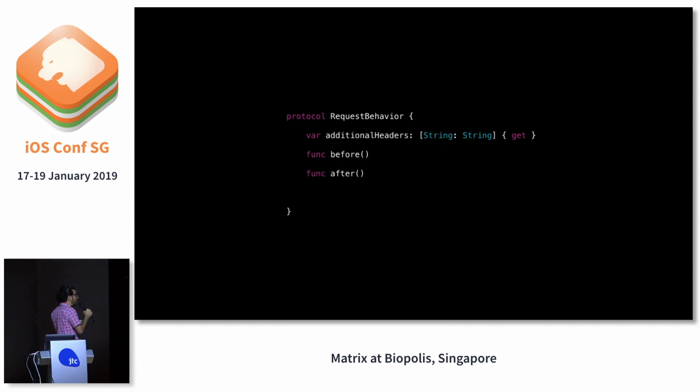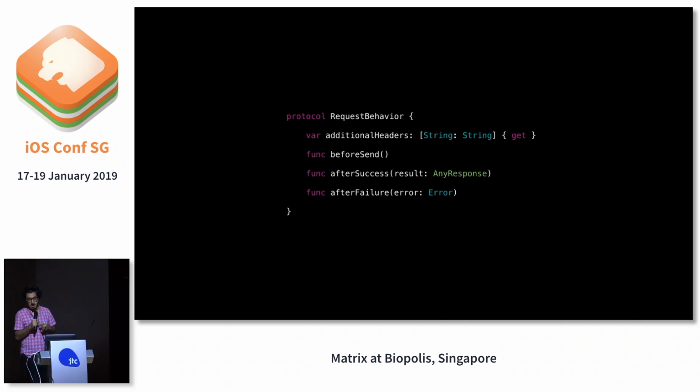Before was a good name when we were originally working with this code, but now that we've seen what it does, before wouldn't necessarily make sense in every situation, so let's name that something a little bit better, before send. And after is good, but after doesn't let us differentiate between after success or after failure, after what happened, right? And so we can split that up into two methods, after success and after failure, so that we can handle errors and successful responses separately. So this is the direction in which our protocol is going, which is pretty good.